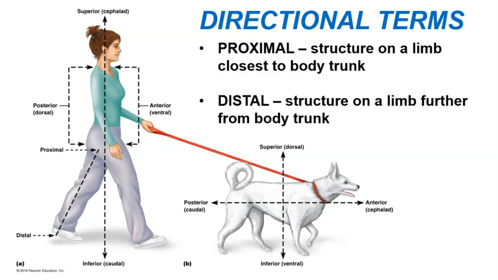Proximal and distal are terms that refer to structures that are on the limbs. Proximal is a structure on a limb that is closest to the trunk of the body. So for example, the knee is proximal to the ankle because the knee is closer to the trunk than the ankle is to the trunk. Likewise, the elbow is proximal to the wrist because the elbow is closer to the trunk than the wrist is. Distal is a position on a limb that is further from the trunk of the body. So for instance, the ankle is distal to the knee because the ankle joint is further from the trunk than the knee is from the trunk. And the wrist is distal to the elbow because the wrist is further from the trunk than the elbow is from the trunk.